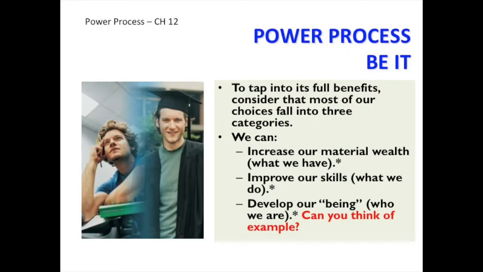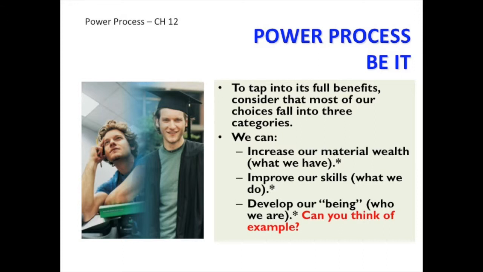The power process idea for chapter 12 is Be It. So the idea is that to tap into its full benefits, we should consider how most of our choices for what we're doing in college fall into 3 categories. We can focus on increasing our material wealth, what we have. Some of you are going to school so that you can have greater earning potential over your lifetime. Some of you are going to school to improve your skills, what we do. But there's also a section of college where it's all about developing our being, who we are.